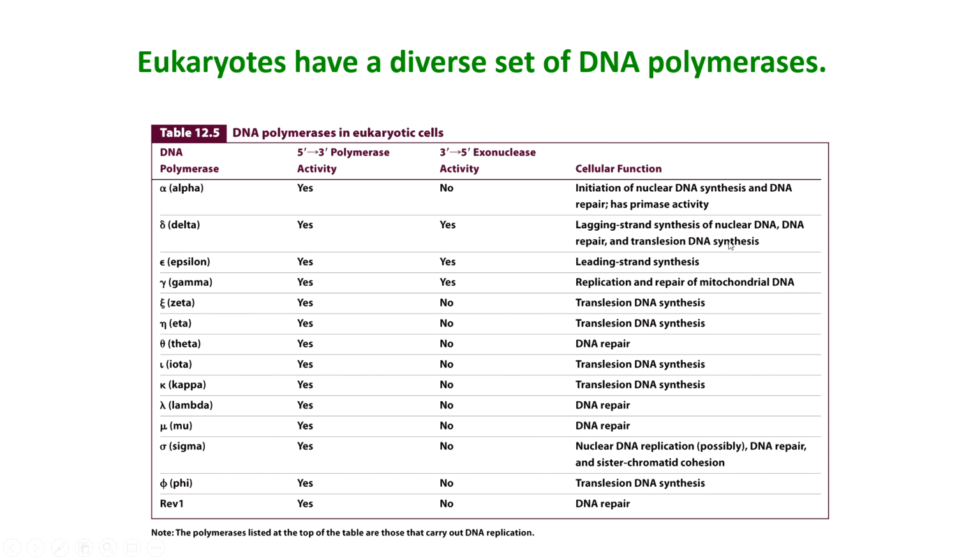But the two major DNA polymerases involved in elongation are the delta DNA polymerase and the epsilon DNA polymerase. One does lagging strand synthesis of nuclear DNA, and the other does leading strand synthesis of nuclear DNA. This polymerase is involved in the initiation of the process and some DNA repair. It also can, in some cases, add an RNA primer.